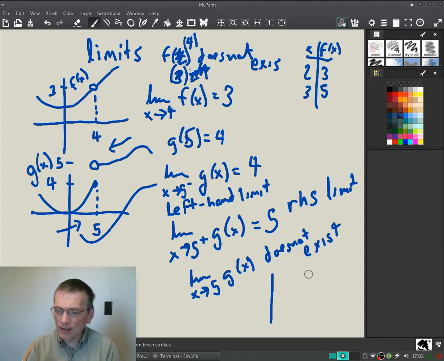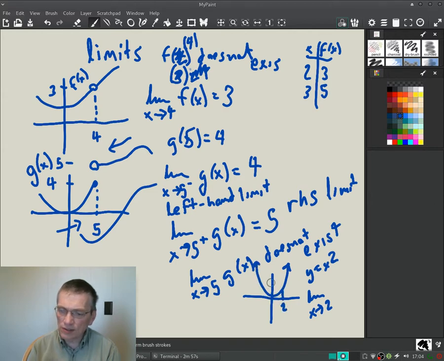Say we had y equals x squared, and we want to talk about the limit as x goes to 2. Well, this is simply going to be a nice little parabola here. And as x goes to 2, this is going to go to 4. And indeed, when you put in x equals 2, you get y equals 4. So the limit, we'll call this h of x instead of y, too. It's another function. So the limit as x goes to 2 of h of x does equal 4.